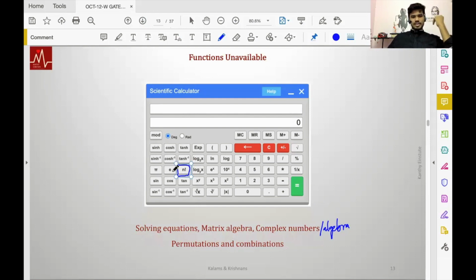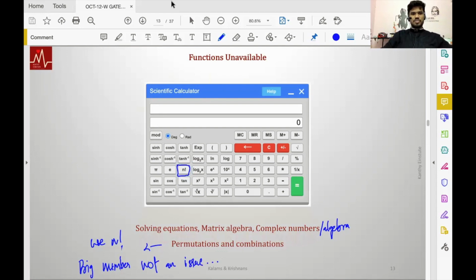Any very, very big number, it's going to represent in scientific notation, that is e48, 10 power 48, 10 power 64, things like that. So big number is not an issue. Are there any limits on how big the number is? Not an issue, because it uses scientific notation. Just try 10 factorial, try 50 factorial.